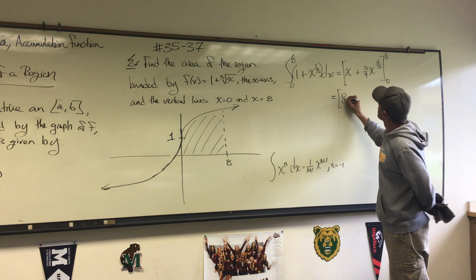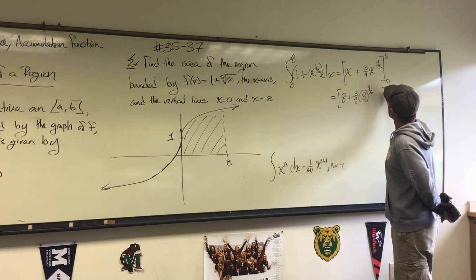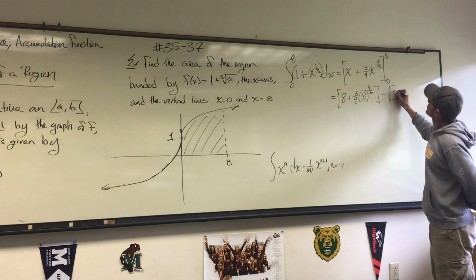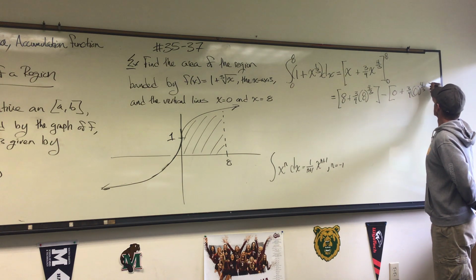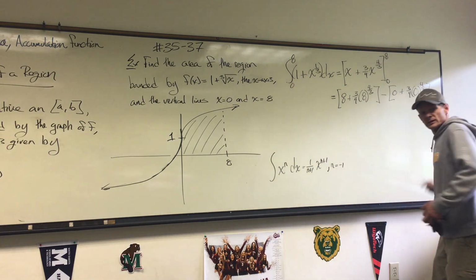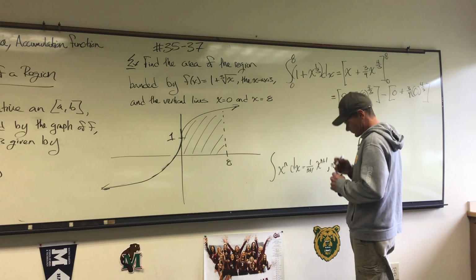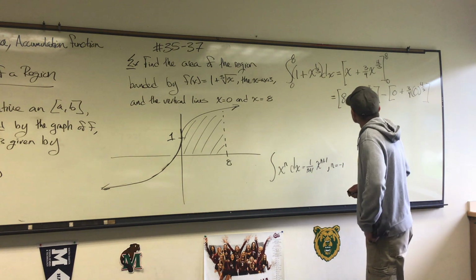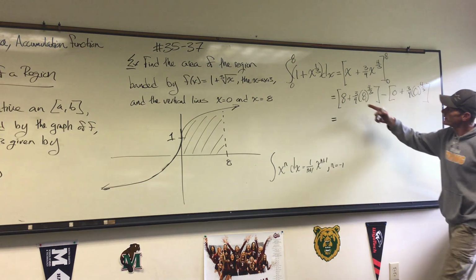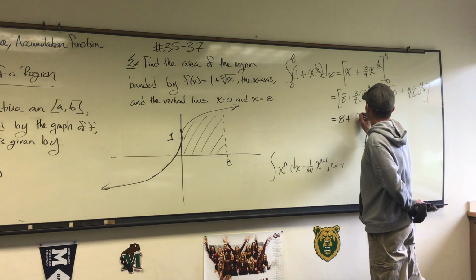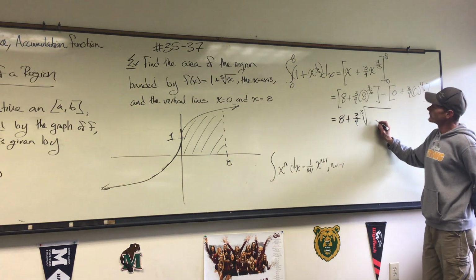So we have 8 plus 3/4 times 8 raised to the 4/3, minus 0 plus 3/4 times 0 raised to the 4/3. The second one's nice, huh? This one, like I said, goes to 0. This one's not as bad as it looks. It's 8 plus 3/4 times 8 raised to the 4/3.